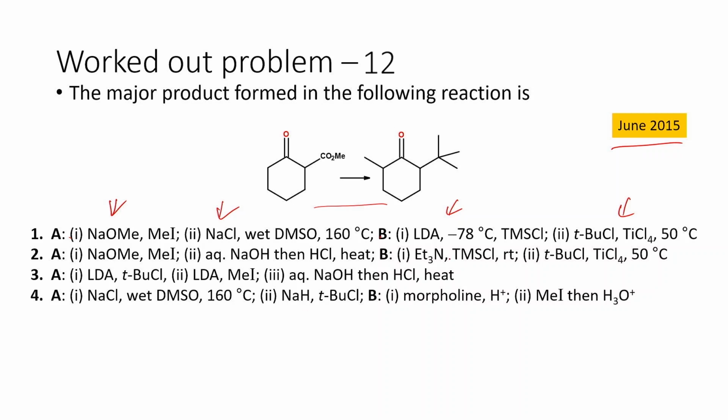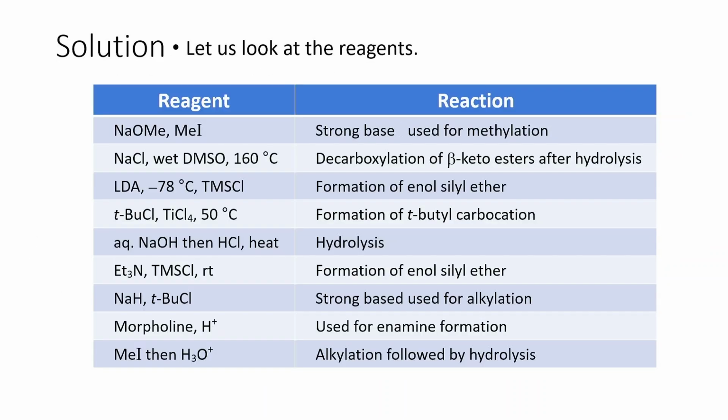And if you look, most of the reactions are the same, except in one of the cases we have sodium hydroxide and HCl, that is also given as one of the reagents. Triethylamine TMS chloride at room temperature is given. Morpholine and acidic conditions are given. So there are various reagents which are given. Let us look at what each reagent will do. Based on that, we will have to figure out how the reaction will actually proceed.